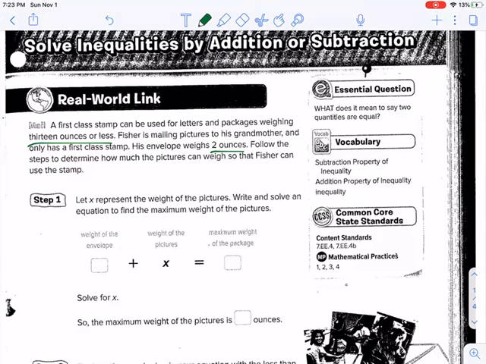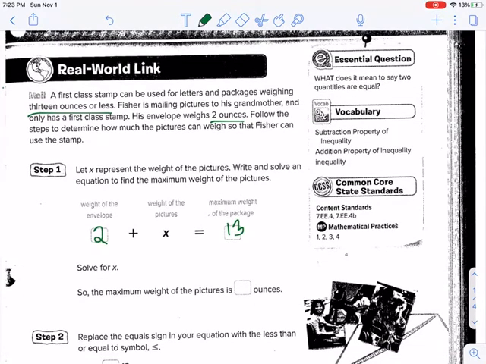Step 1. Let X represent the weight of the pictures. So that was 2. Write and solve an equation to find the maximum weight of the pictures. So this was 13 because that's how much it could be. And if we solve for X, we know we subtract 2 on both sides, and that would give us 11.